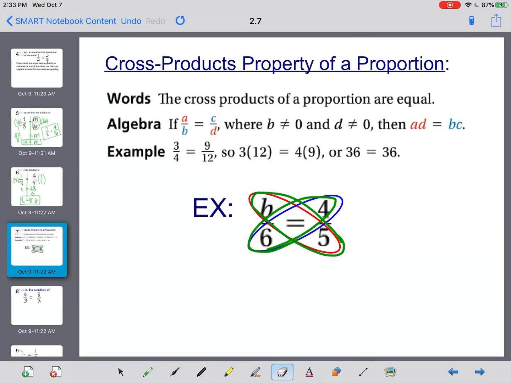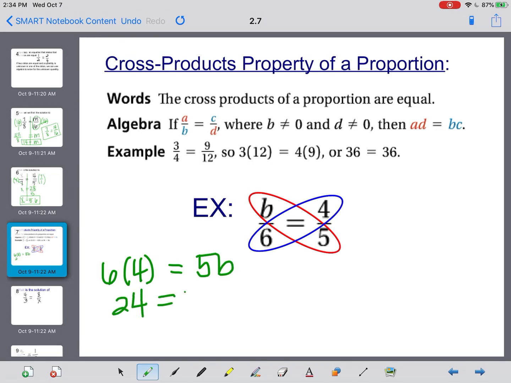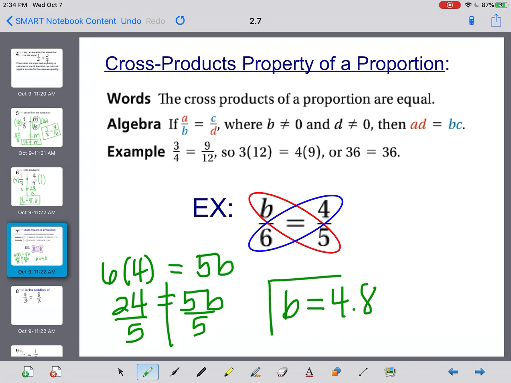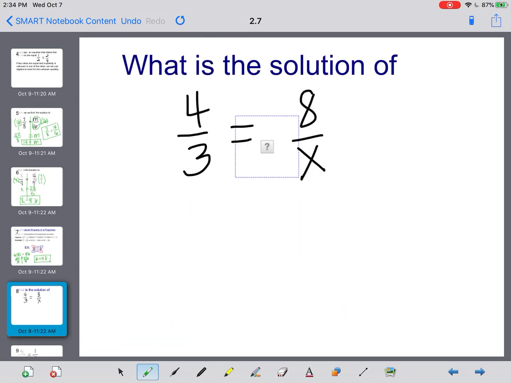So in this case, I'm going to take the blue set, the 6 times 4, and I'm going to say that that needs to be equal to the red numbers, which is 5 times b. And since 6 times 4 is 24, I now have a one-step problem. 24 equals 5b, and I can divide both sides by 5, which tells me that my b has to be equal to 4.8.